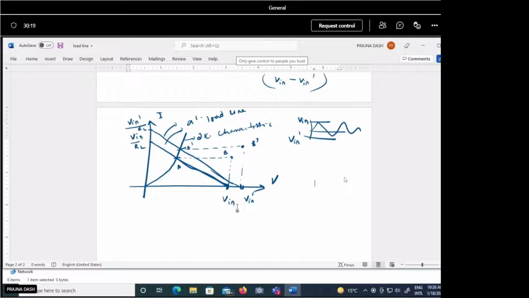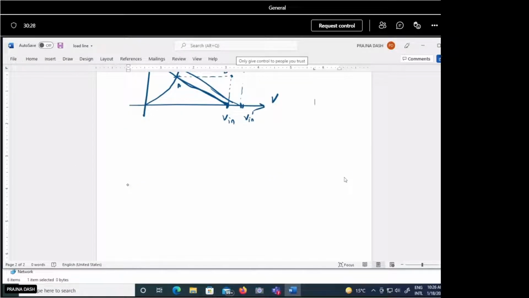So for this particular voltage, when we consider the loop equation, we get V in minus the diode voltage Vd minus the output voltage V naught, or we can say I times RL, is equal to zero. In this equation, the applied voltage is V in.